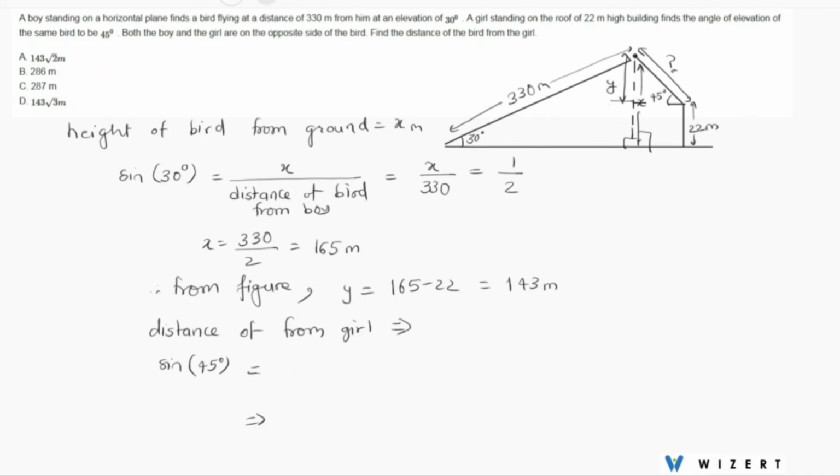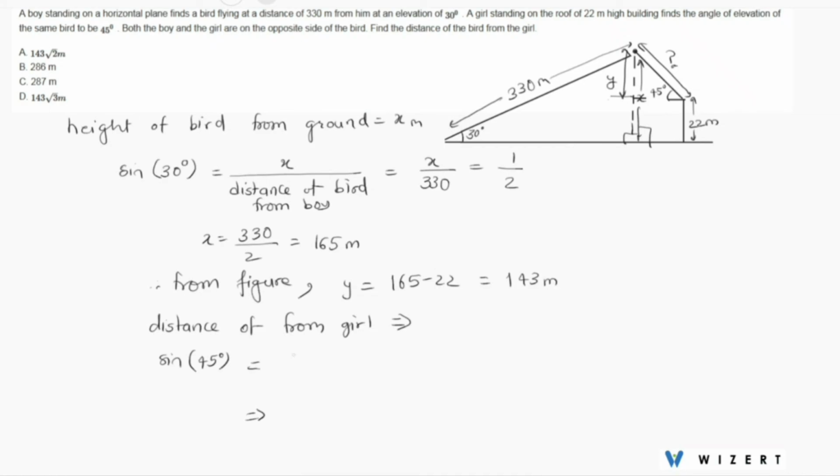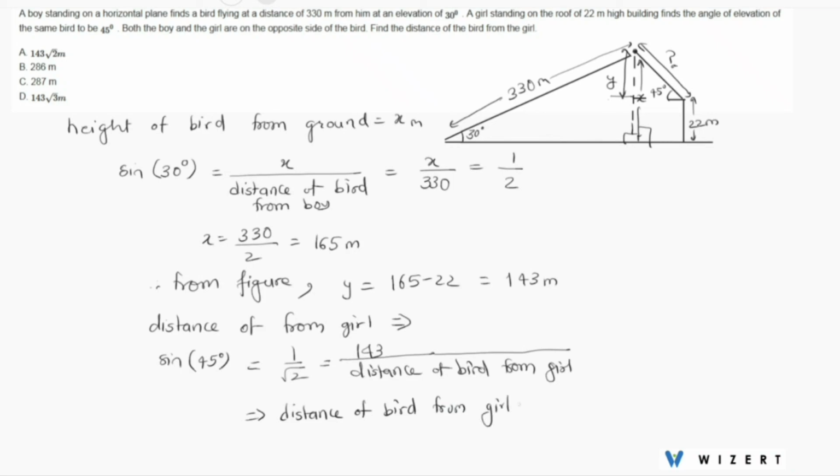So the distance of the bird from the girl, let's see, sine 45 is 1 by root 2, that should be equal to 143 divided by the distance of the bird from the girl. Therefore, we get the distance of the bird from the girl equal to 143 root 2 meters. So let's look at the options. Yes, the answer is option A, 143 root 2 meters.